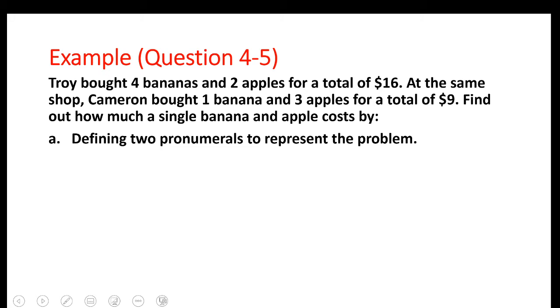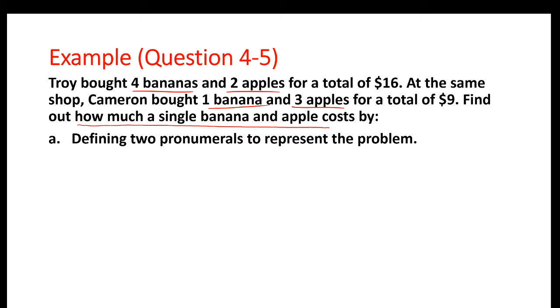So to do this, we're going to start off by defining 2 pronumerals to represent the problem. So we're actually defining the pronumerals now. We're not just jumping straight into writing equations. So what are the pronumerals that we're going to use? In the other one, it told us L and B. For this one, we're talking about bananas and apples, and we are asked to find out how much a single banana and apple cost.